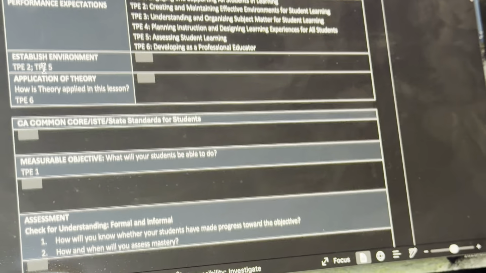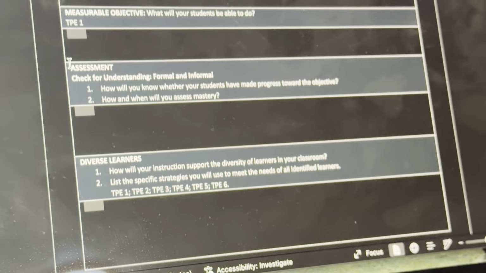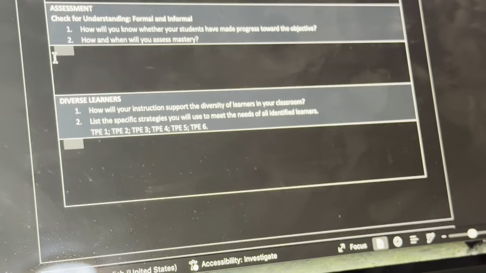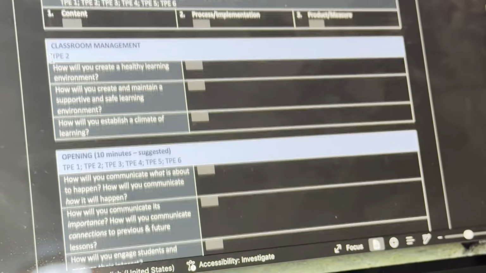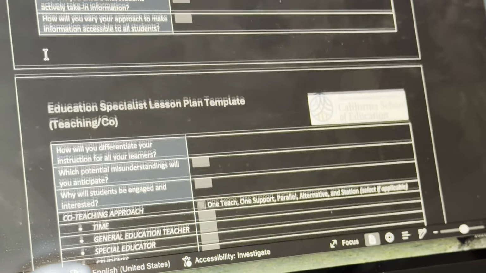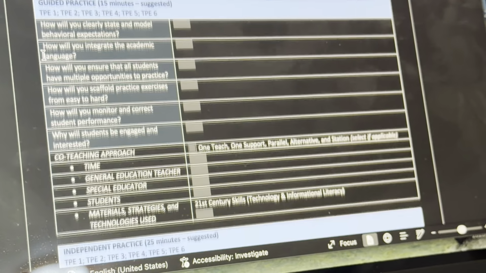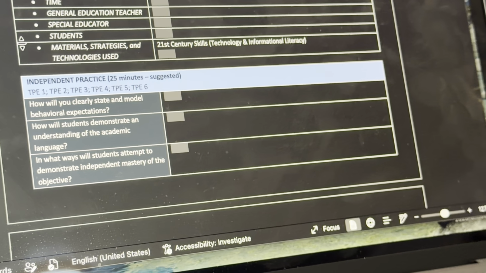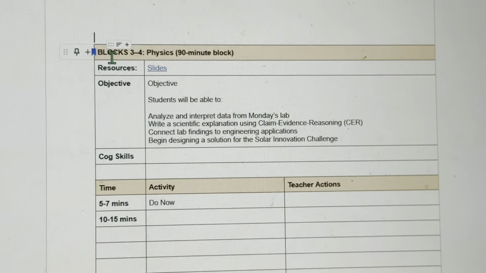easier. So we all know what's on here. We all have it in front of us. A lot of assessments and matching to common core standards and TPEs and CECs, differentiations, classroom management sections, and then we get into the timeline of what is going on. So now let's contrast this to what I have been normally using.